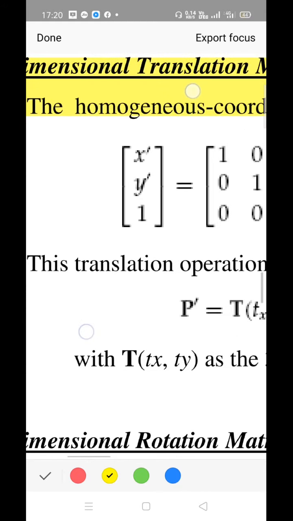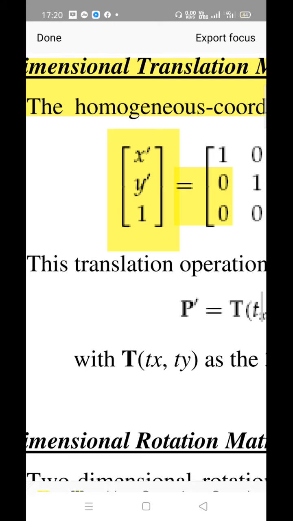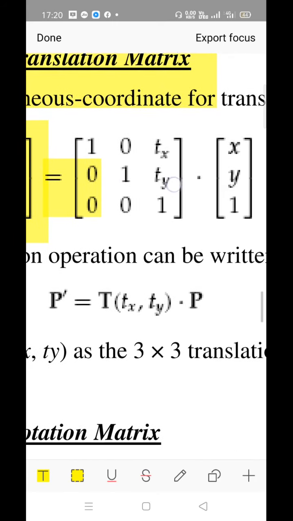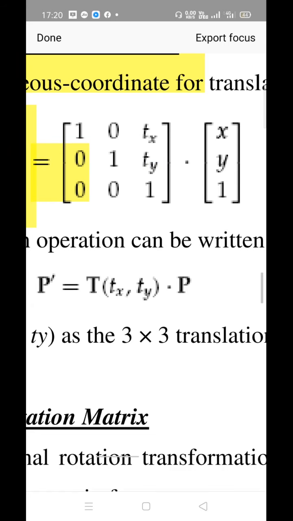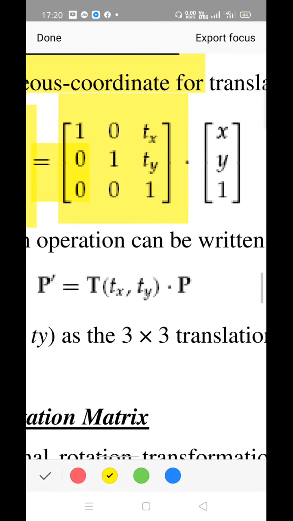Two-dimensional translation matrix. Let us see the translation matrix. So P dash is represented as x dash, y dash earlier. Now we are considering the third parameter as 1 as per the representation of the homogeneous system. So which is equal to, now see here, this is the homogeneous representation of the translation matrix in multiplication with the original parameter, that is P. So that P value is x, y and the constant value 1.